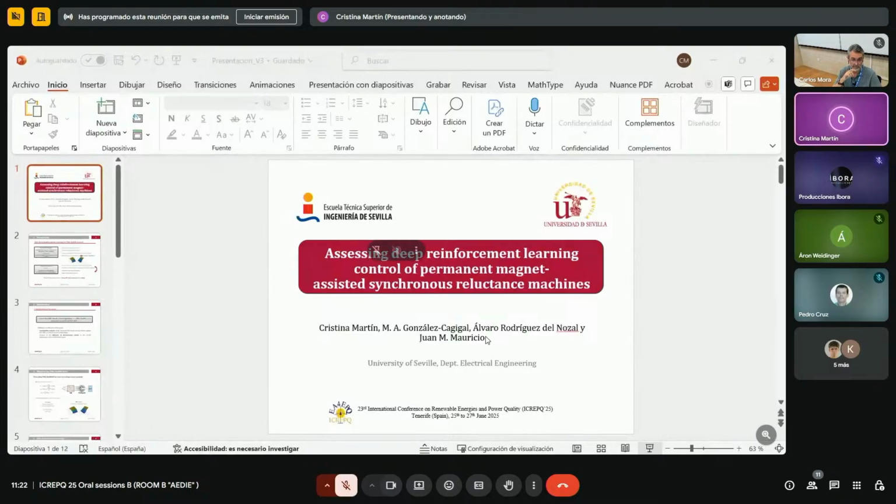So good afternoon, everyone. My name is Cristina Martín. I'm with the Department of Electrical Engineering at the University of Seville. And I'm going to present the work entitled Assessing Deep Reinforcement Learning Control of Permanent Magnet-Assisted Synchronous Reluctance Machines.